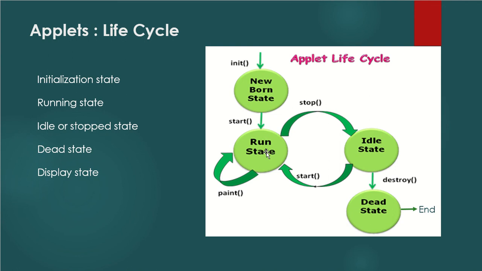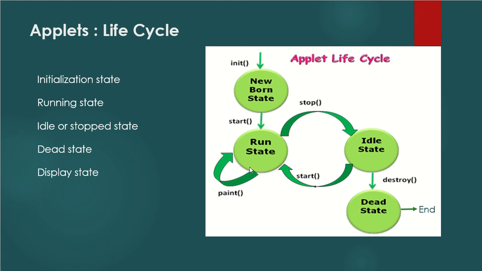If in any case you have to take the applet out of execution, suppose you are using a web browser and your user has gone from that tab to some other tab, in that case the applet will stop executing and it will go to an idle state. This is done by invoking the stop method. When the user comes back to the web browser tab, you will use the start method again to resume the execution of the applet. So the stop method, paint method and start method can occur multiple times in the life cycle of an applet.